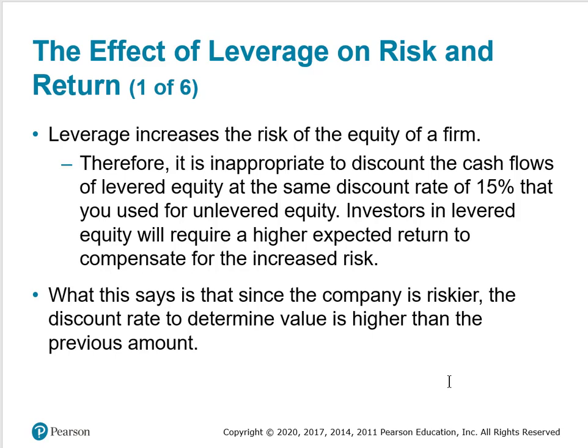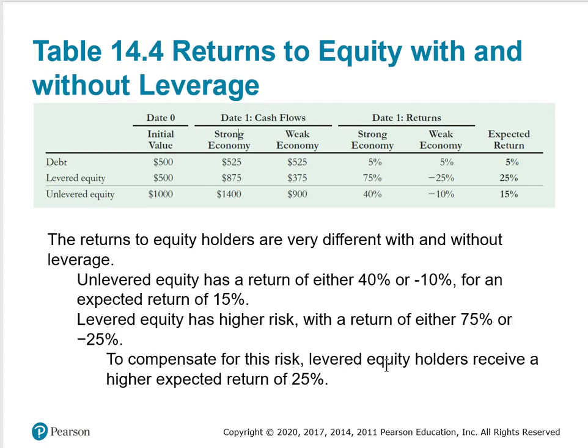So therefore, since we now have an increase in risk for stock, that means that we have to have a different discount rate. The old 15% was inappropriate because now, obviously, the higher the risk, the higher the return that's desired. So again, the riskier the discount rate, the higher the amount to determine value compared to the previous amount that we had.